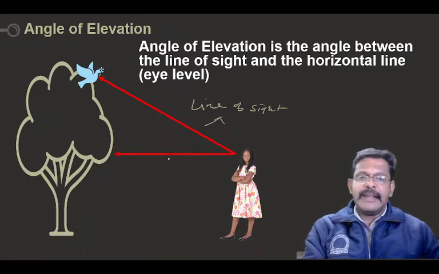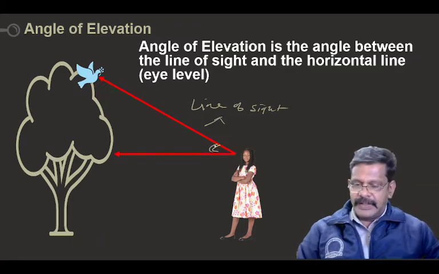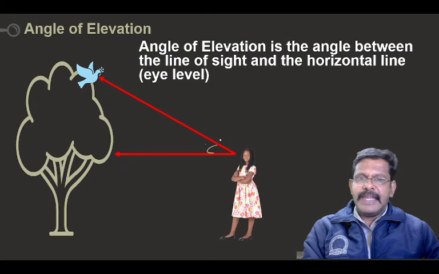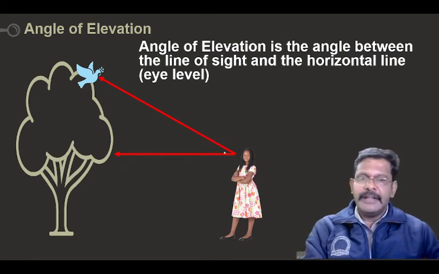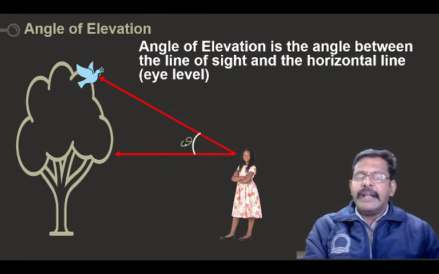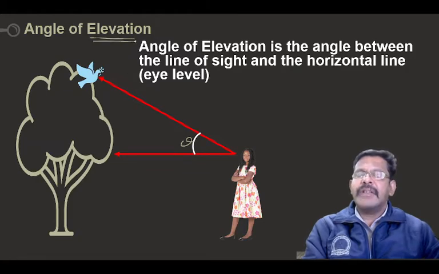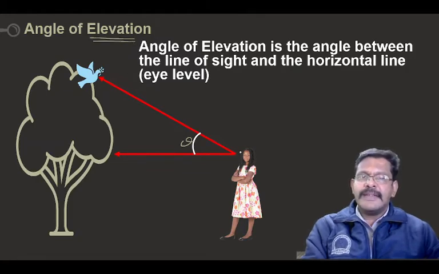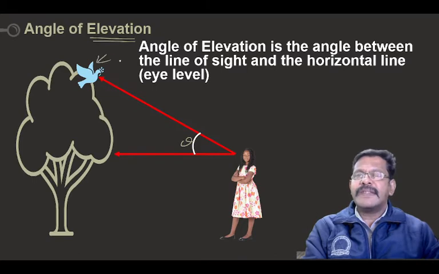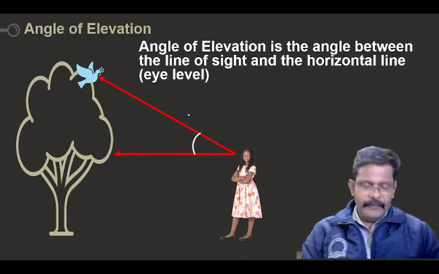Now we are going to measure the angle which is written here. So this is the angle between these two lines. This is what we are going to measure. I'll call it theta if you want. Now this theta is called the angle of elevation, because she is seeing the bird which is sitting here. This is called the angle of elevation.